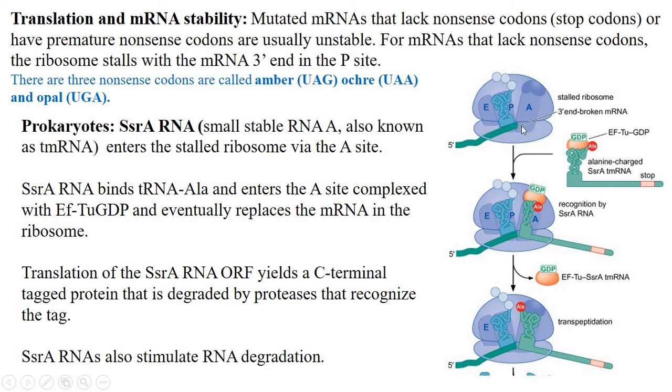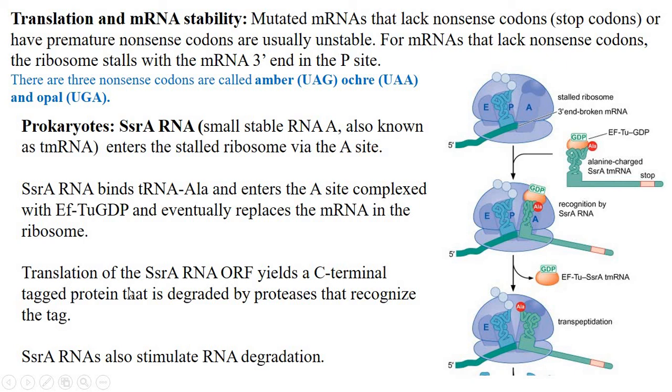Once this enters the sequence, it will complex here with the EF-Tu GDP. This EF-Tu GDP will be hydrolyzed. This alanine will make a peptide bond here. Okay, let's go to the next slide. I was going to talk about transpeptidation, but let's talk about that in the next step.